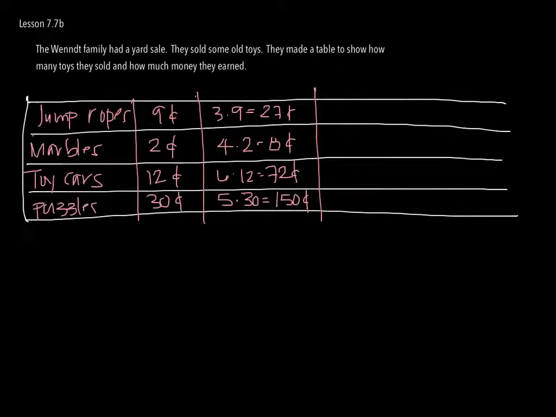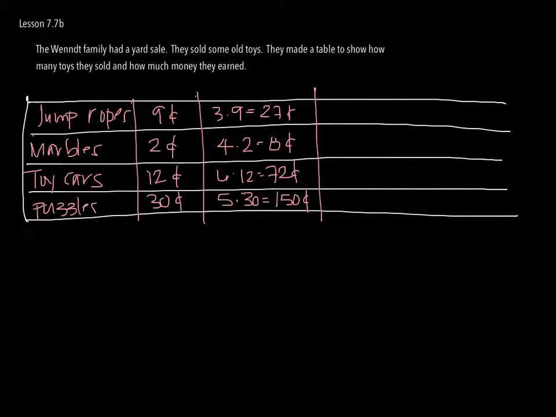Here they're selling jump ropes for 9 cents each, marbles for 2 cents each, toy cars 12 cents, and puzzles for 30 cents. Now they sold 3 jump ropes for 27 cents total, 4 marbles for 8 cents total, and then 6 toy cars for 72 cents total, and then 5 puzzles for 150 cents total. Now, what we want to do is take that cents and convert it into what it would look like in terms of the dollar form.